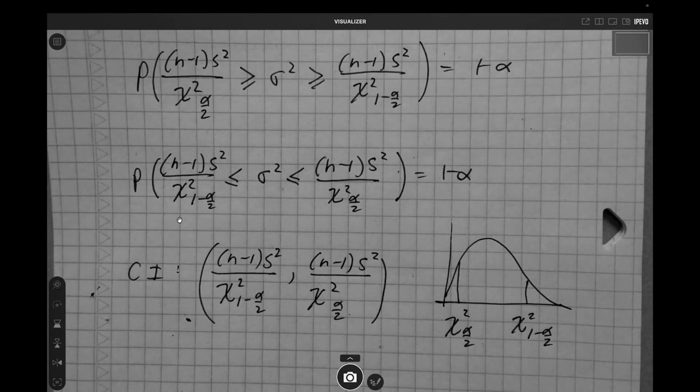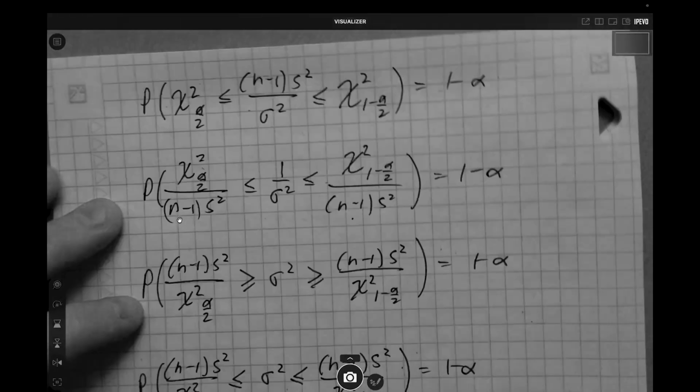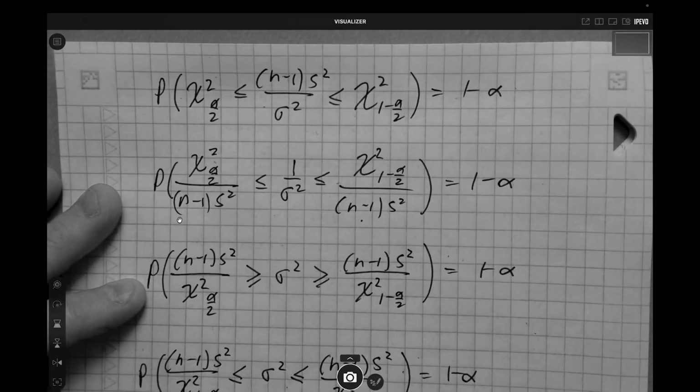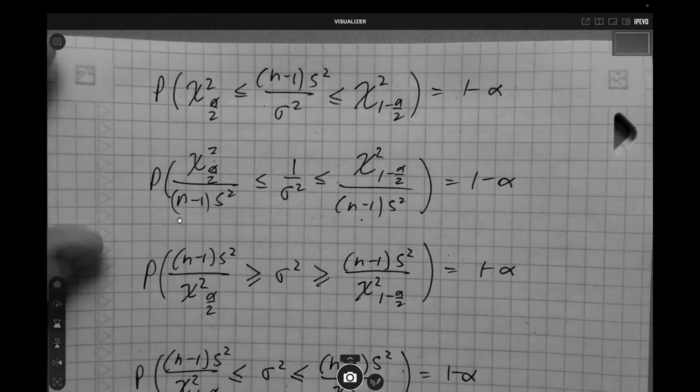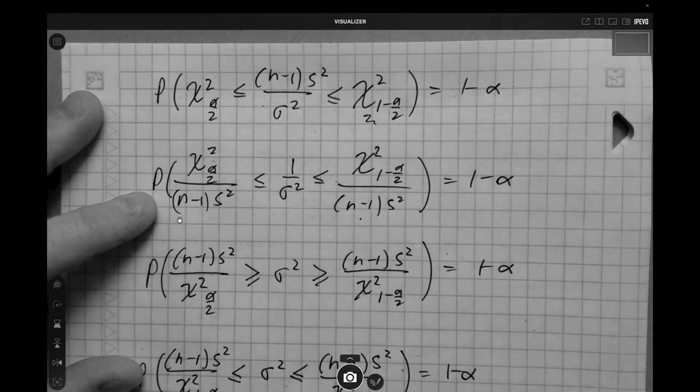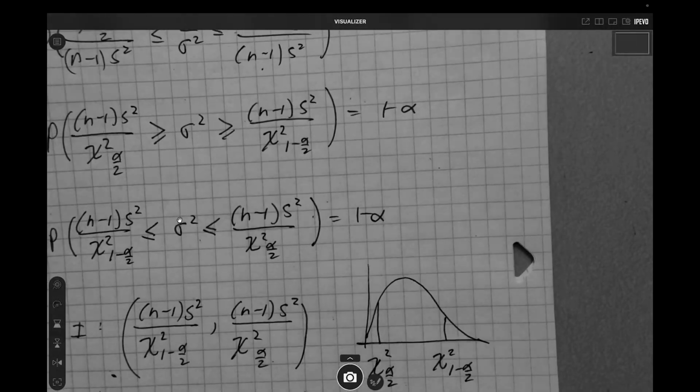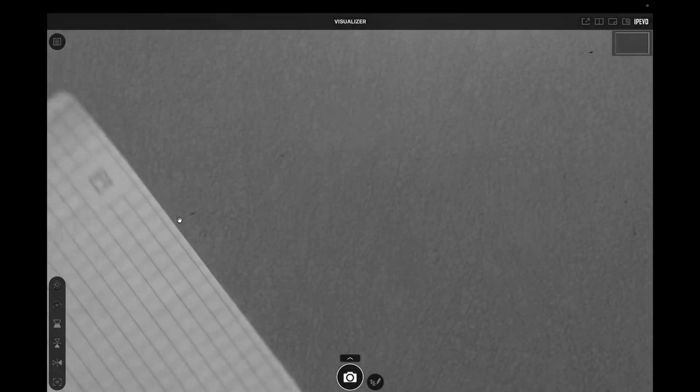Okay. So that is how you generate the confidence interval. As you can see, it's really kind of based on the same exact setup. The difference here is that the chi-squared stat is what's being used. Okay, and so let's do an example.